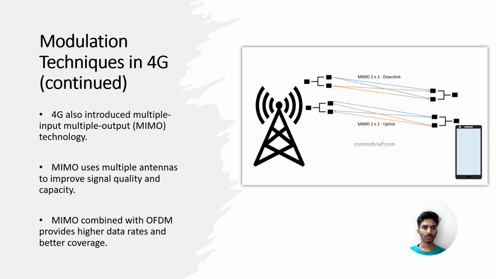And 4G also introduced multiple input, multiple output (MIMO) technology. MIMO uses multiple antennas to improve signal quality and capacity. MIMO combined with OFDM provides higher data rates and better coverage.